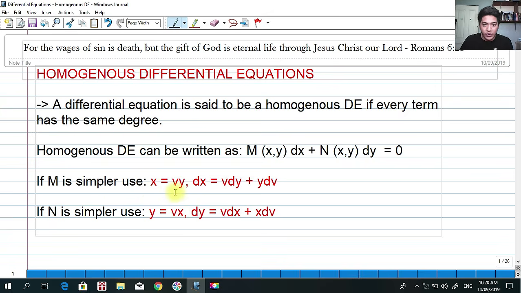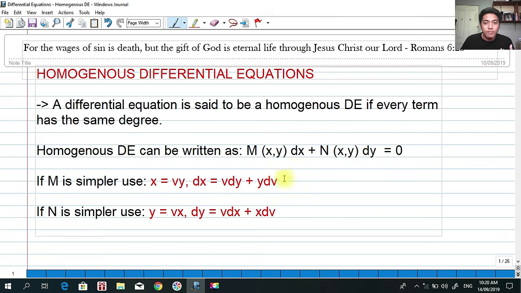Again, this dx is simply the derivative of this, if M is simpler. Actually, you can use any substitution, but it is recommended that if you can use the simpler substitution, you use it. If you use the other one, which is not simpler, it would yield another integral which is really hard to integrate, but you will still arrive at the same answer. It's easy to memorize: if M is simpler, then x equals vy.